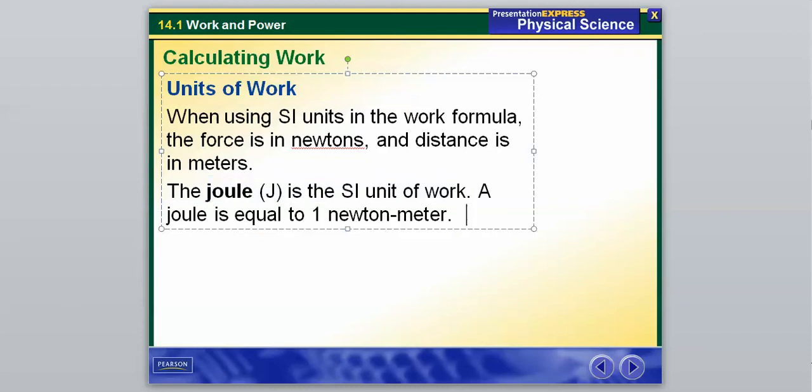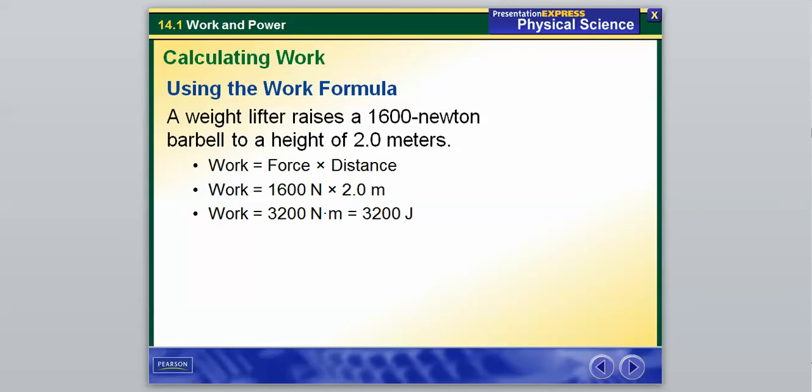And then I think our last slide here is a really simple sample problem. It says a weightlifter raises a 1600 Newton barbell to a height of 2.0 meters. We just take the force times the distance, and it's just 3200 joules of work being done. That's about as simple as it gets.